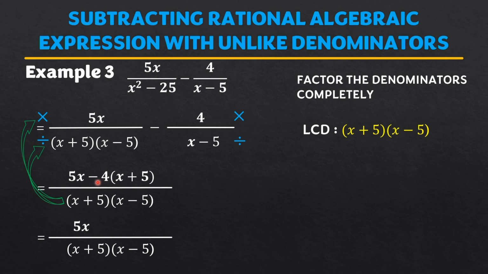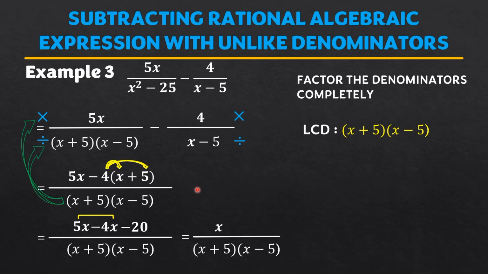Like for example, negative 4 times x is equal to negative 4x. And then negative 4 times 5 is equal to negative 20. Okay, after that, we will combine 5x and negative 4x. So 5x minus 4x is equal to x. And we will just copy the negative 20. So this is our final answer. x minus 20 over x plus 5 times the quantity of x minus 5.